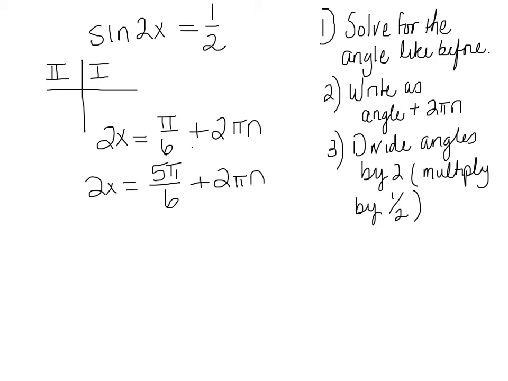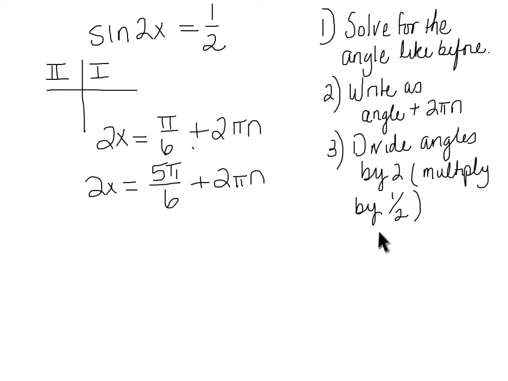Okay, not quite finished. I've done the first 2 steps. I found the 2 angles for which sine of an angle is equal to 1/2. I wrote both of them as an angle plus 2 pi n because I wanted all the coterminal angles. This is not the domain of 0 to 2 pi. It's all the angles. And I'm almost done because I want to divide the angles by 2.